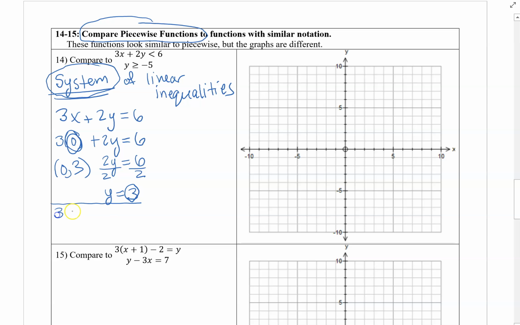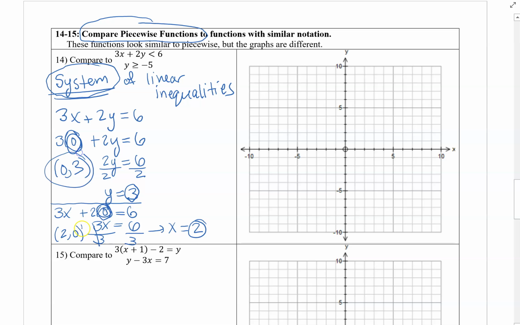And I could find another point doing a similar thing. I could plug in 0 for y. And so 2 times 0 is 0. So I get 3x equals 6. Divide by 3, and I get x equals 2. So I notice that if I plug in 0 for y, I get 2 for x. So then I found another point.